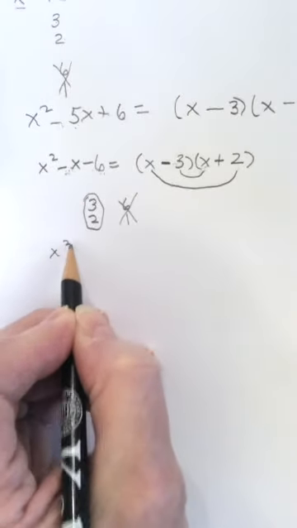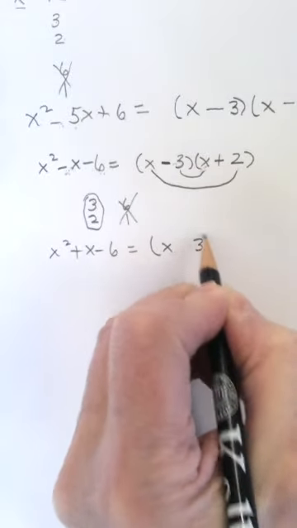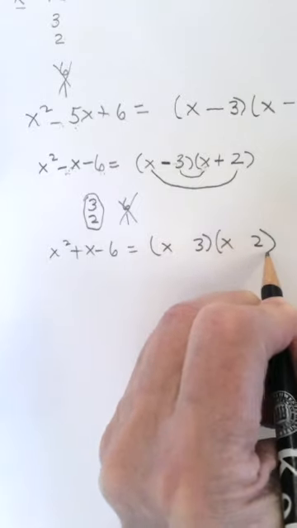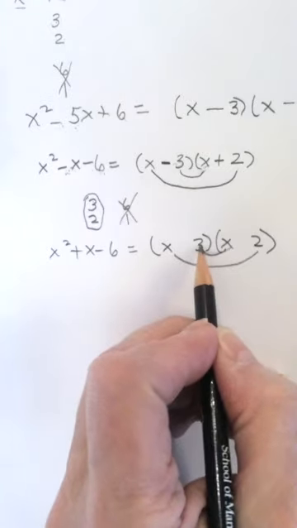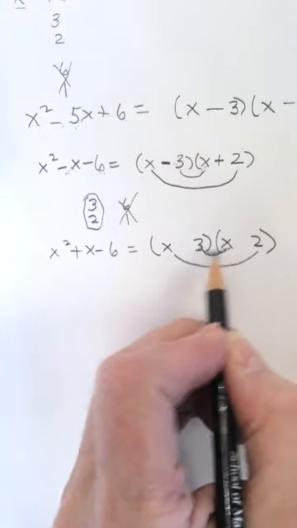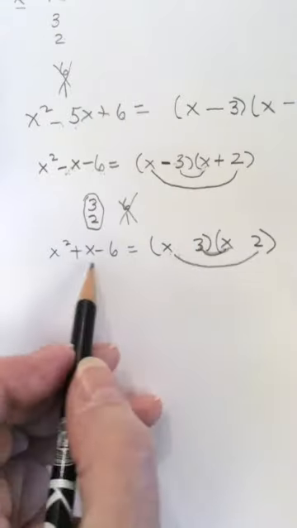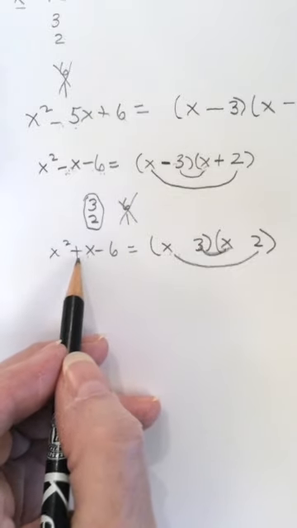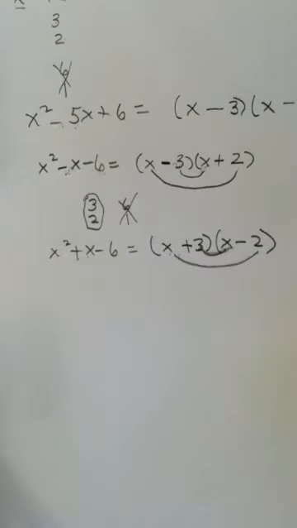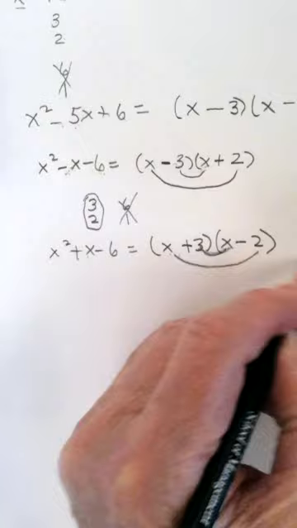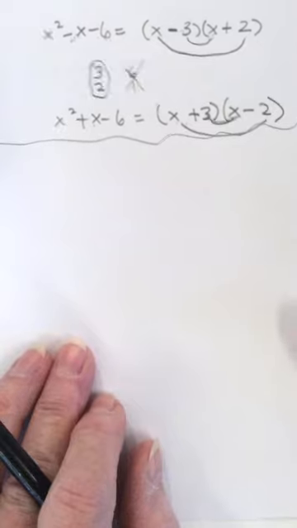If I have x squared plus x minus 6, all of the work is the same up until the point where I put in the signs. But this time I want this larger product, 3x, which is larger than the 2x, to be positive to match this sign, so this time this gets a plus and this gets a minus. So those are the easy cases where the lead coefficient for the trinomial is 1.